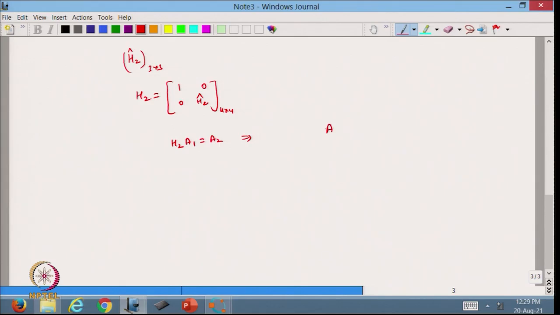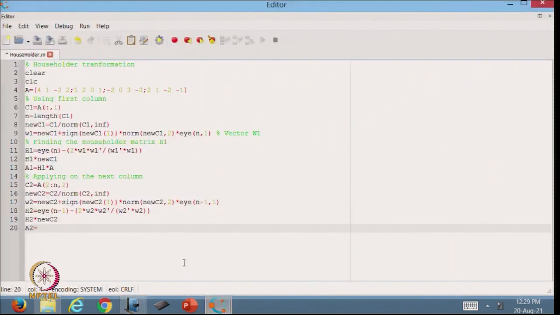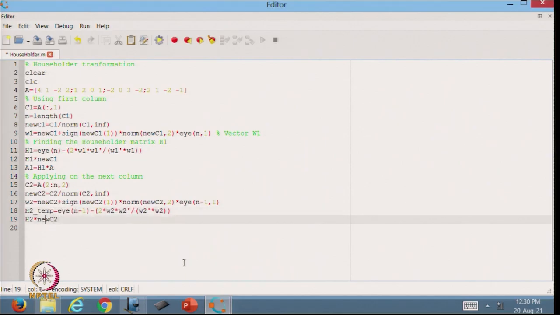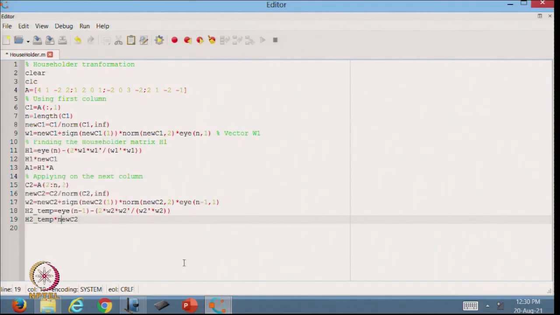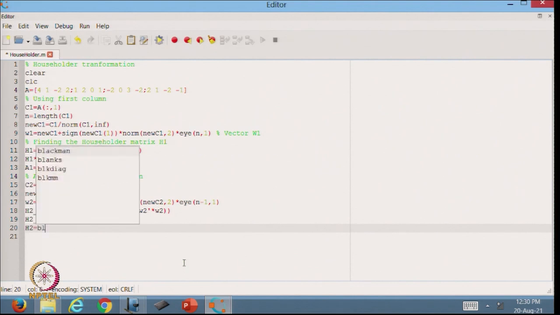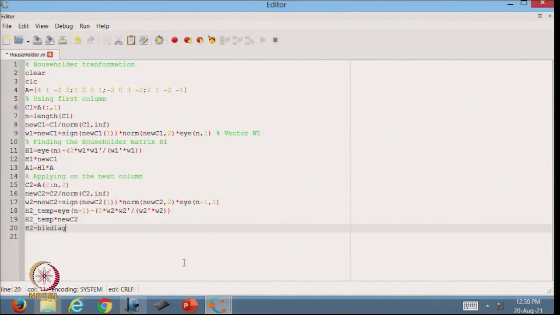So, it means what I am going to do is A H1 H2. So, this is what we are going to define. It means now I have to take my H2. So, instead of H2 I should write H2 temporary. So, this is what we are going to take. Now from here I will find my H2. So, there is a command for block, that is the block diagonal, basically we are defining the block diagonal here. So, the first entry is 1, and then I will define H2 temp. So, that is my H2 now. So, let us try to find out.